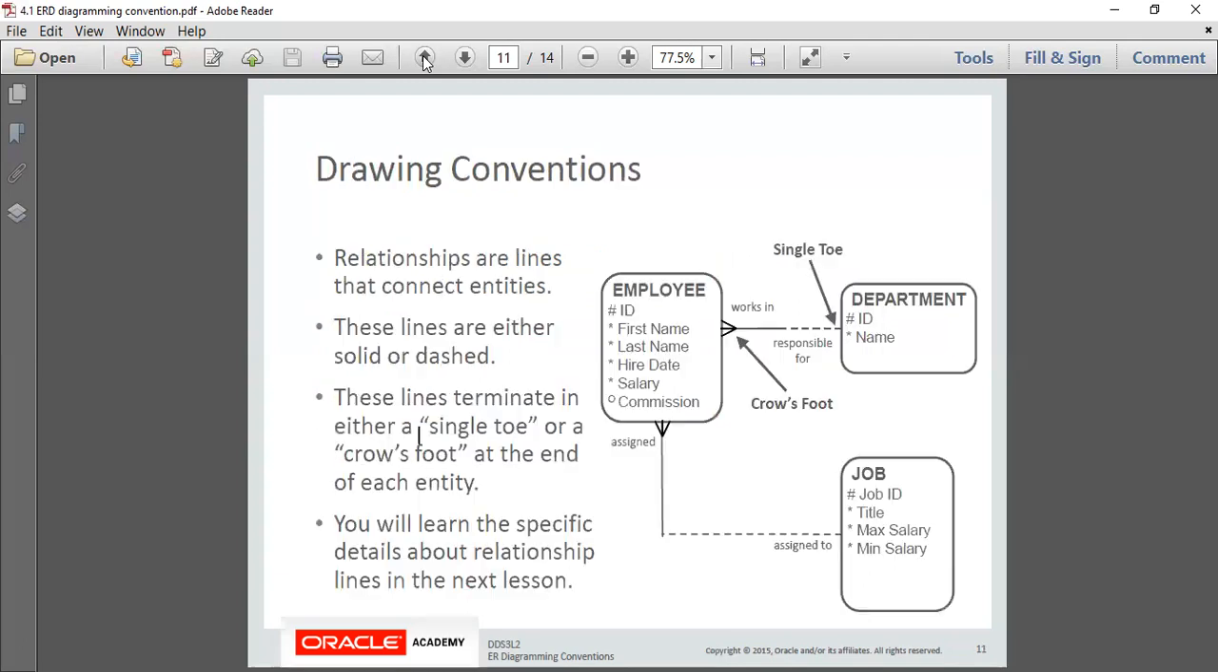By the end of this lesson, we are expected to be able to come up with such a diagram. Once we have analyzed a business scenario, we should be able to come up with an entity relationship diagram. That brings us to the end of this lesson.